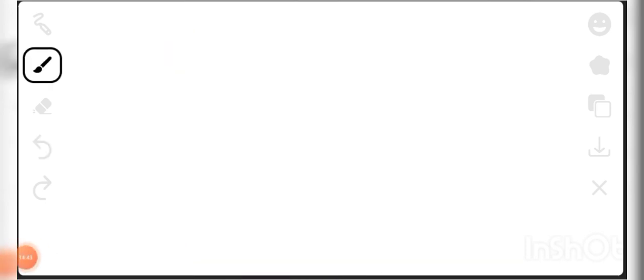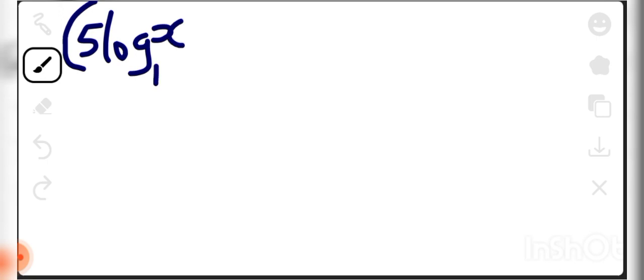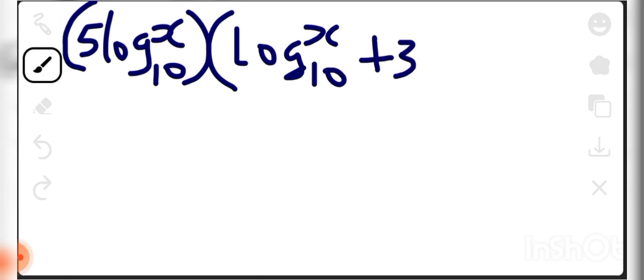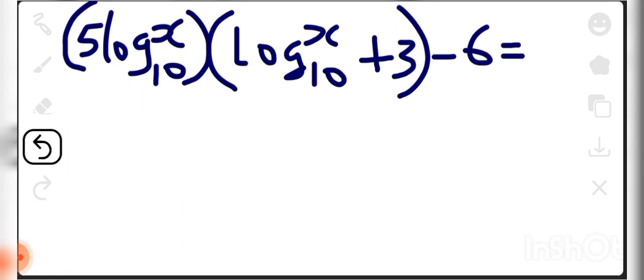So let's assume we have, let's say, bracket log x to base 10 bracket, log x to base 10, then plus 3. This 3 is not with this x because there's no bracket holding the 2. Please take note of that. It's very important. Bracket close, minus 6 is equal to 0. What will be the value of x?